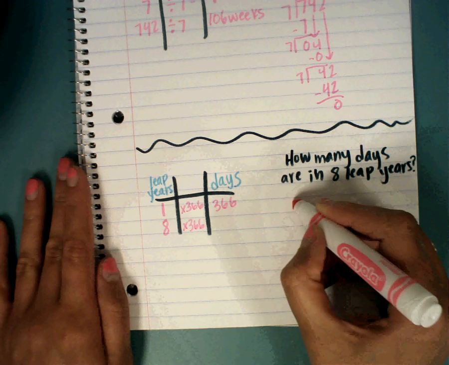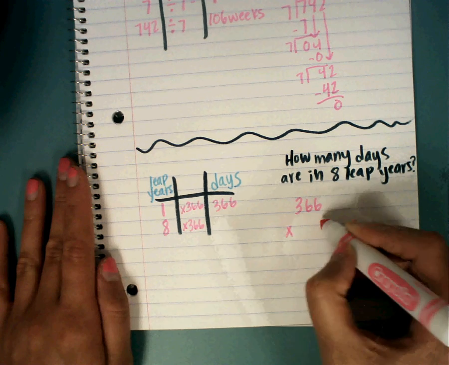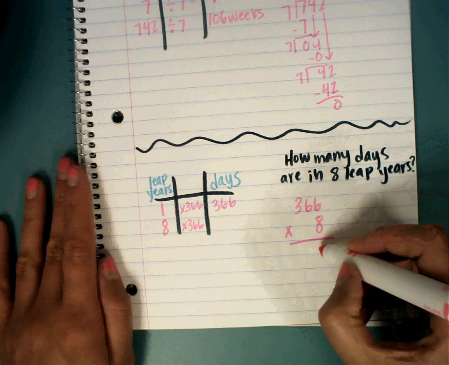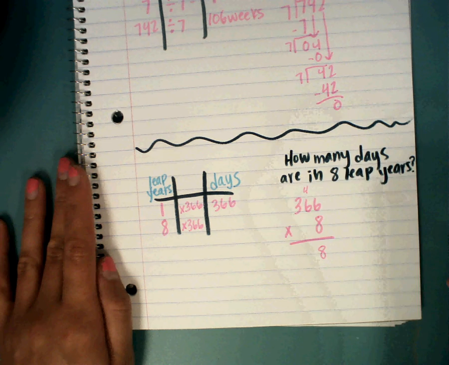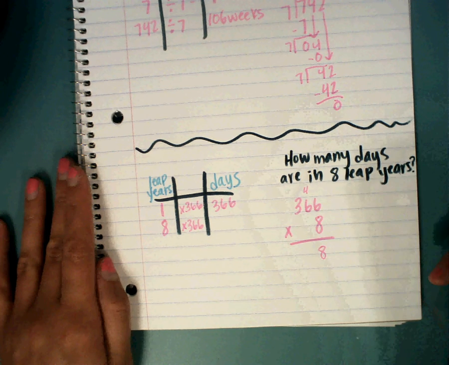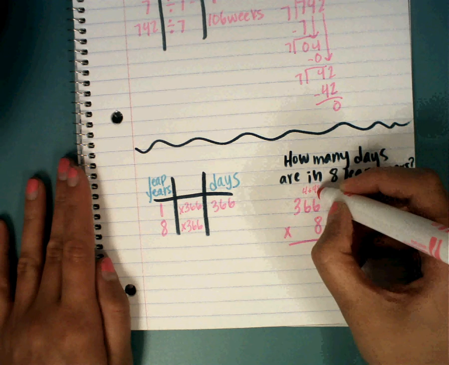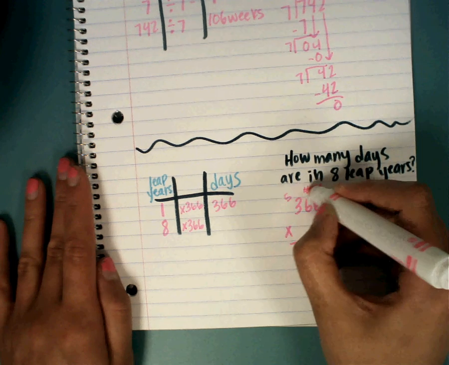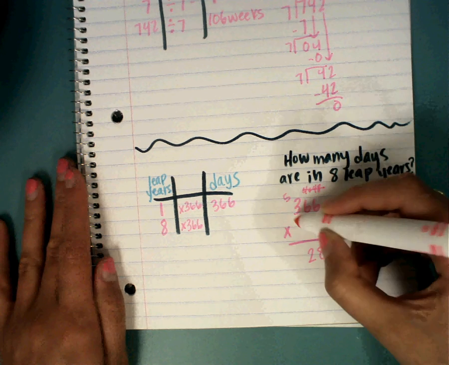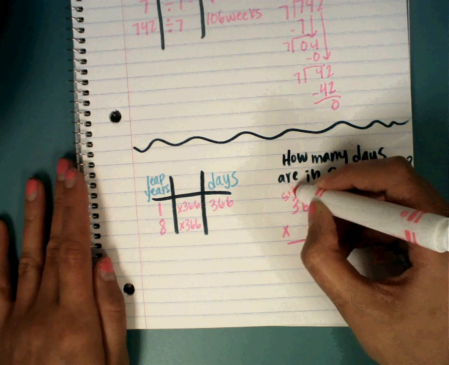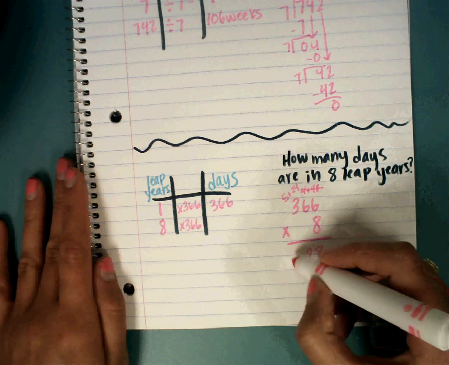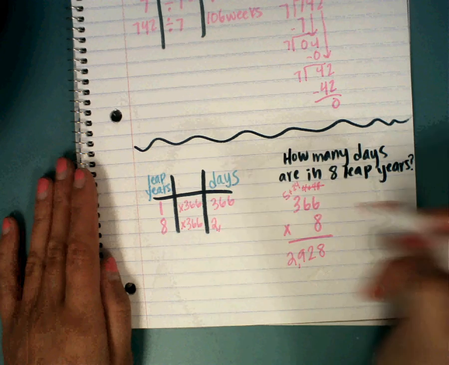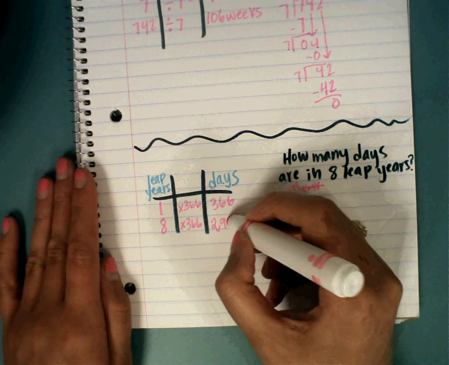So let's come over here. 366 times 8. 6 times 8 is 48. 8 goes down, 4 goes up. 6 times 8, again, 48. Plus 4 equals 52. 2 goes down, 5 goes up, cross that off. 3 times 8 is 24, plus 5 equals 29. So 8 leap years is equal to 2,928 days.